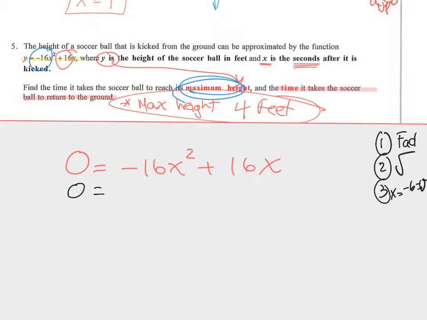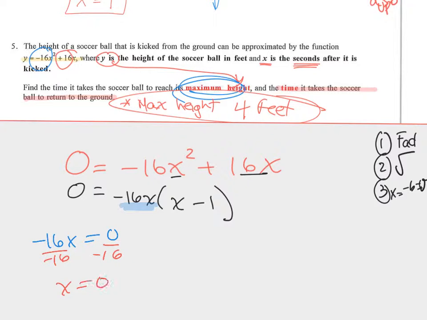In this case, it is probably easier to GCF it. I am going to factor out negative 16x, and I'm left with x minus 1 equals 0, correct? I factored out negative 16x from both of these terms. That left me with x minus 1. Then I remember that in order to solve, I have to set each part equal to 0. So I'm going to set this equal to 0 and solve. Divide by negative 16. Doesn't change the fact that x is 0.